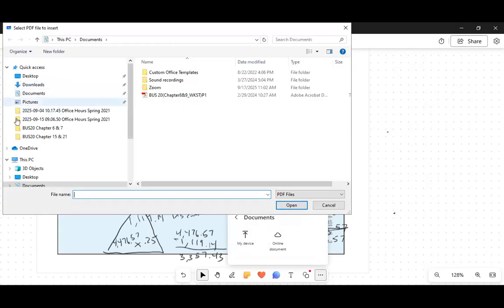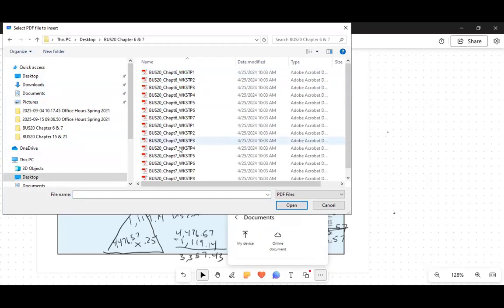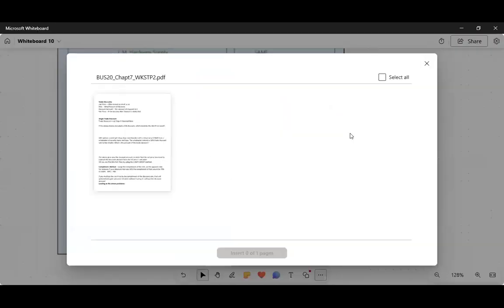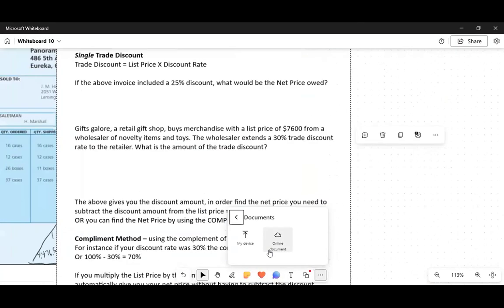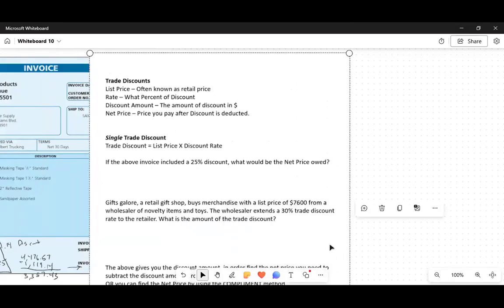So I'm going to add another document here from my worksheets. Let me go to Chapter 7, Worksheet 2. So here we'll work through this same problem a little bit. I'm going to just leave it right here. So again, we have the list price. That's often known as the retail price. That's what they're telling you that they're going to sell it to you for.